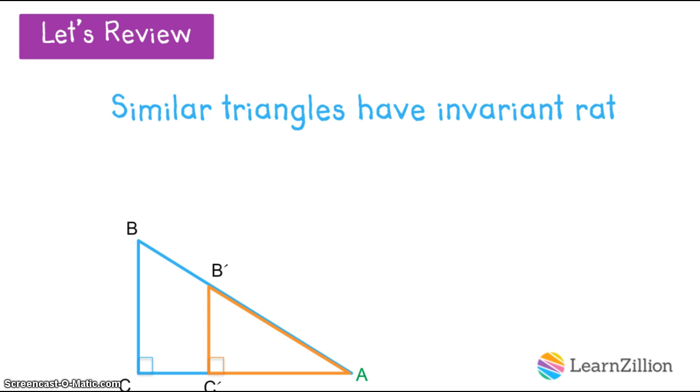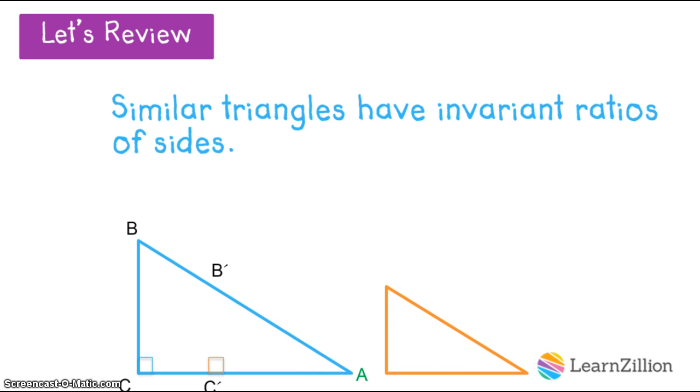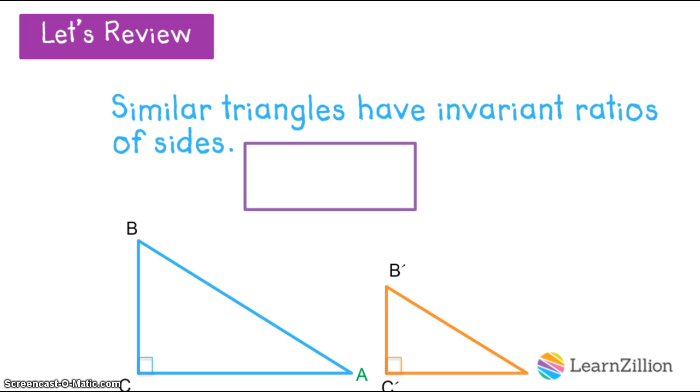Also, similar triangles have invariant ratios of sides. Remember, that means the ratios are the same. The sides are different, but the ratios are the same. So if we pull out the orange triangle, we find that BC over AC is B'C' over AC'.